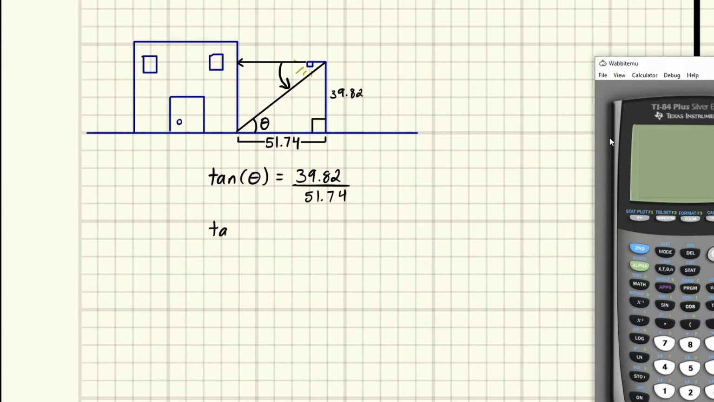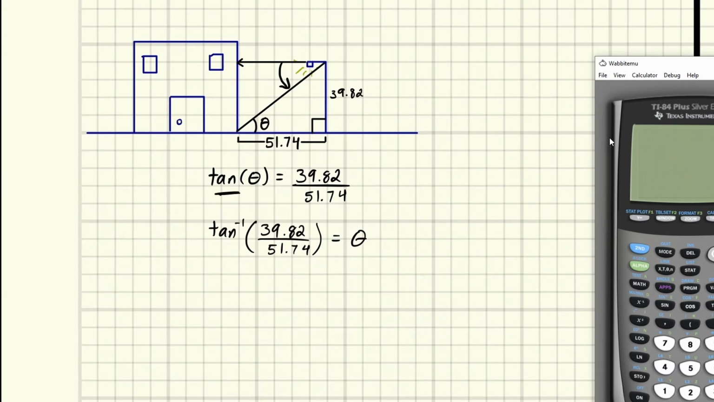So if we use tangent inverse, we're going to get 39.82 over 51.74 is equal to theta. We're not really switching places. What's happening is we take a tangent inverse on both sides, and the tangents will cancel out on one side and be left on the other. I'm just writing it so that these two things swap. But just to be clear, we're tangent inversing both sides, and the tangents on one side cancel out, leaving us with just theta.